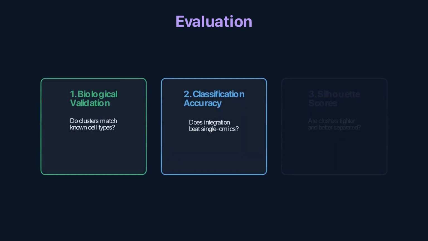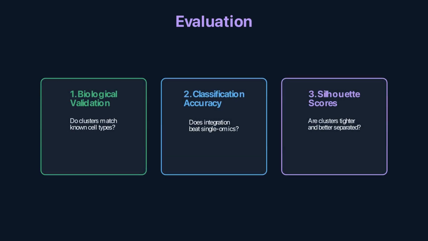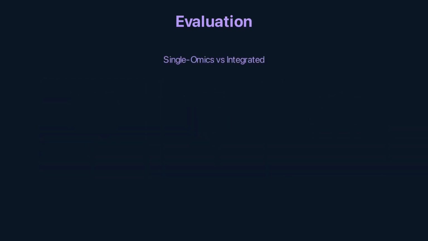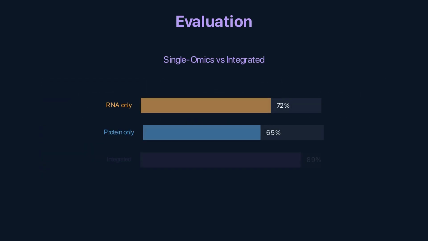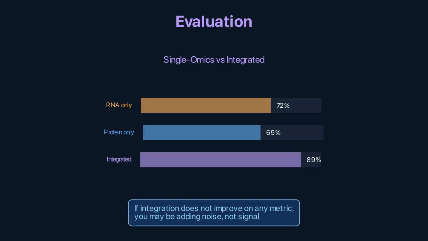How do you know the integration worked? Three checks. First, biological validation. Do the integrated clusters correspond to known cell types or disease subtypes? Second, classification accuracy. Does the integrated signature predict outcomes better than single omics? Third, silhouette scores. Are the integrated clusters tighter and better separated than single omics clusters? If integration doesn't improve on any of these, you may be adding noise, not signal.